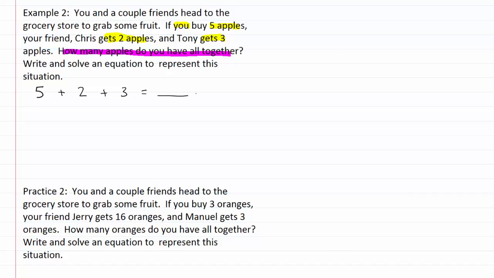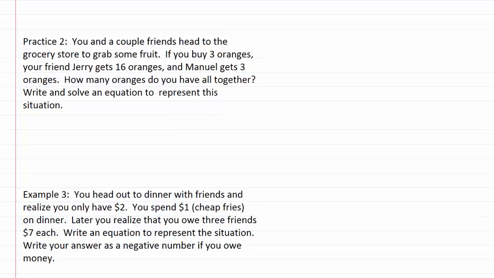Now we have all addition here, so we're just going to add left to right. 5 and 2 is 7. 7 and 3 will be our total. 7 and 3 is 10. So 10 is our blank space. And we have 10 apples altogether. And so in this situation, we're just adding the numbers up. I want you to pause this and try practice 2.